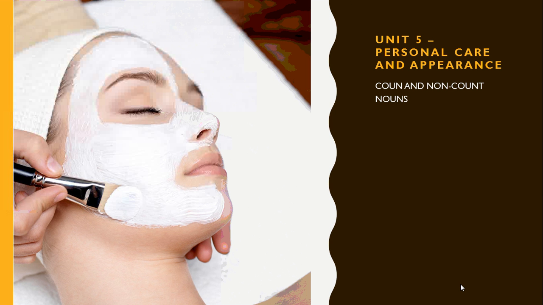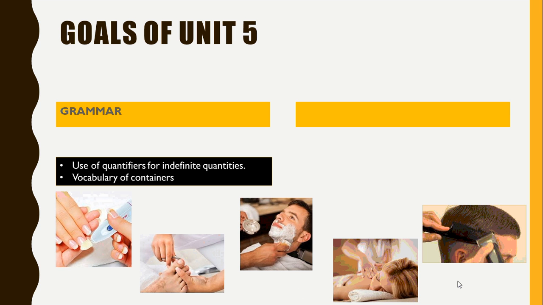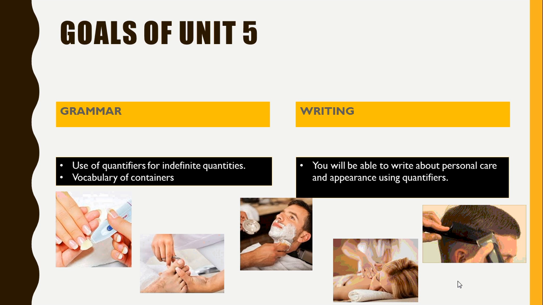Hello to everybody. This is Unit 5, Personal Care and Appearance. This is going to be about count and non-count nouns in the grammar part, the use of these quantifiers, and some vocabulary of containers. In writing, at the end you will be able to write about personal care and appearance using quantifiers.